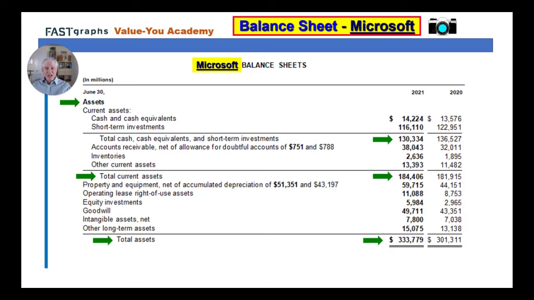And look at their intangible assets net after amortization, $7.8 billion. And some other long-term assets. Once again, we can look in the footnotes to find out more about that $15 billion equals the 333.8 rounded up billion in assets. So that's the assets of the equation.